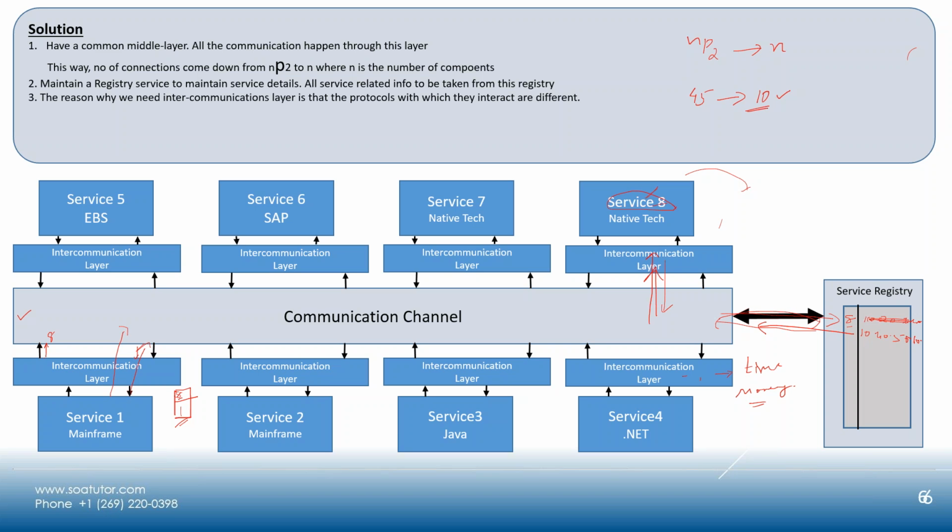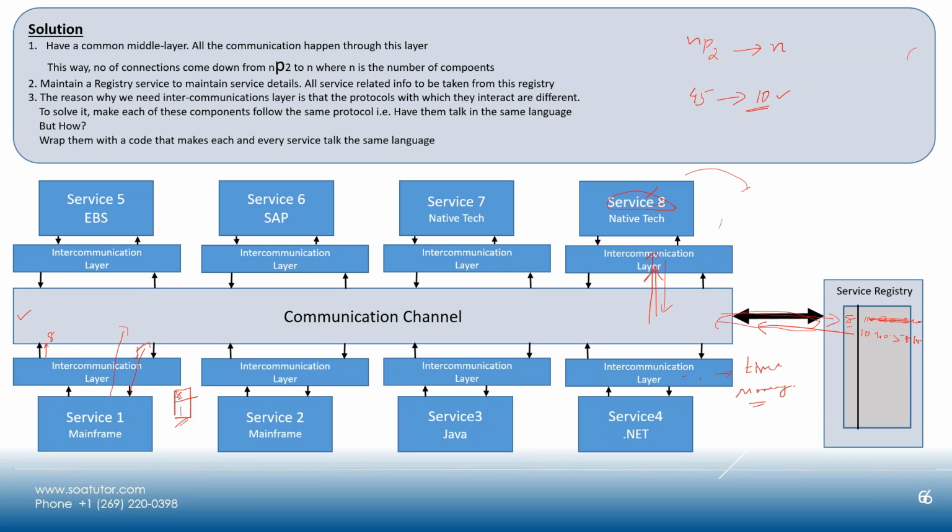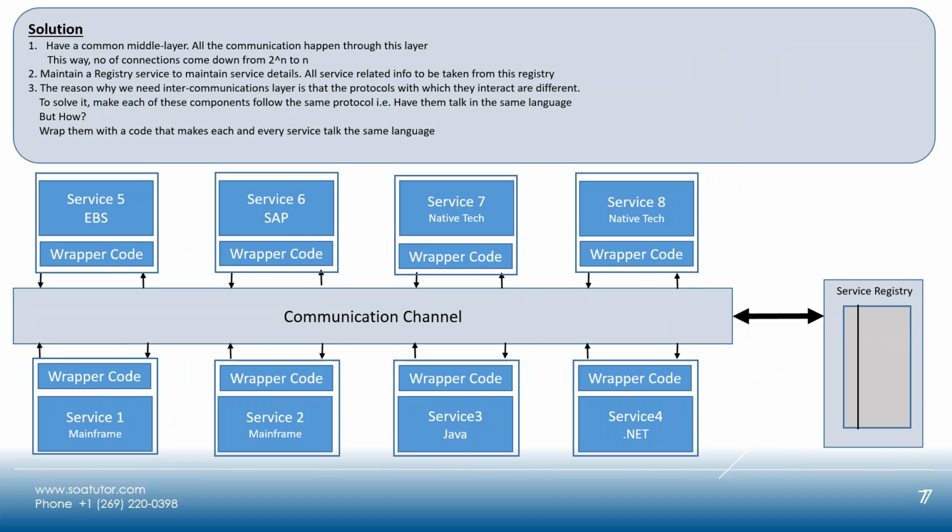So in some way, you make each and every component follow the same protocol. Okay, so how do you do it? Something like this. You wrap the code, or basically you write your own intercommunication layer, so that it speaks only one language. Okay, and what is the universally accepted language in terms of computers? It's XML. Now let's not dig much into XML right now, but basically the concept is, make each and everything talk a similar language.